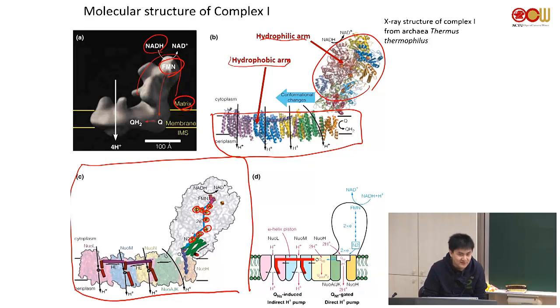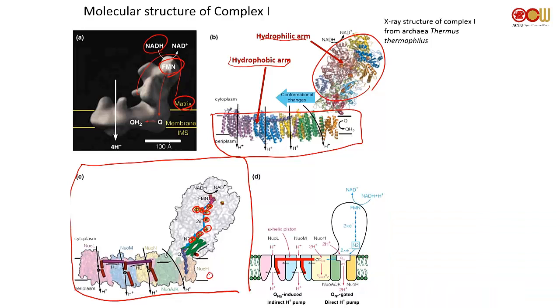Where is coenzyme Q? In the membrane. Coenzyme Q is in the membrane, so it's right here. Q is in the membrane. So if your FMN is right here, how do you physically get electrons from right here to right here?